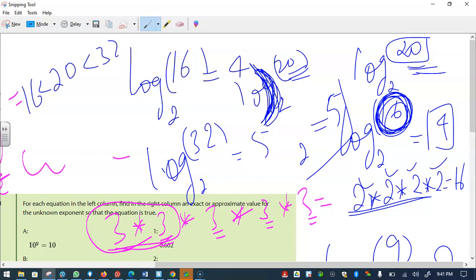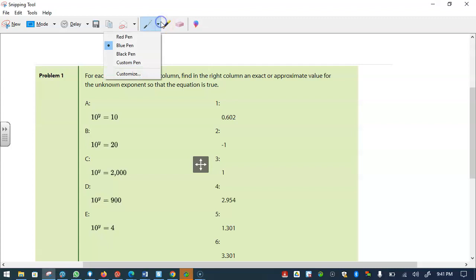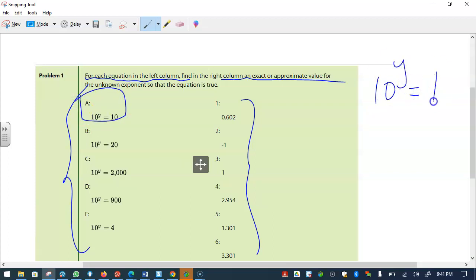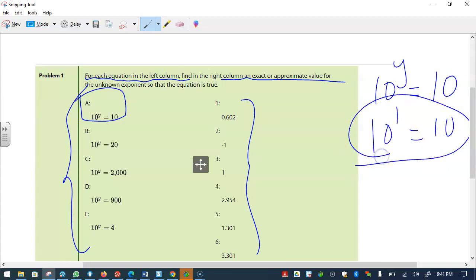That's how we are going to do this practice problem, lesson number 9. The first question: you have a column and a second one, and you need to match which one matches what. You can do this in even 1 minute. The first one, 10 raised to y is 10. What power of 10 gives 10? 10 raised to 1 is 10. Common sense, so the first one goes straight away.